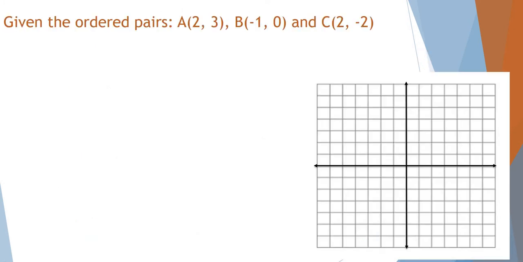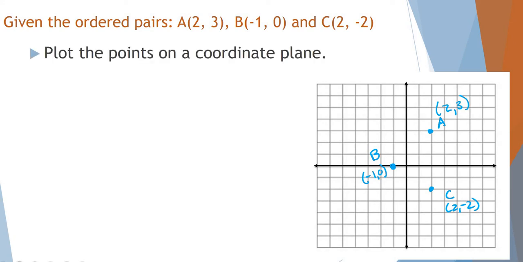So given the ordered pairs A, B, and C, the first thing I want to do is plot those. 2, 3 is A, -1, 0 is B, and 2, -2 is C. So I'm going to go ahead and label those both with the letters and with the coordinates so that I can see everything in one place without having to look back and forth from the graph and maybe get my numbers mixed up. So the first thing is plot the points.